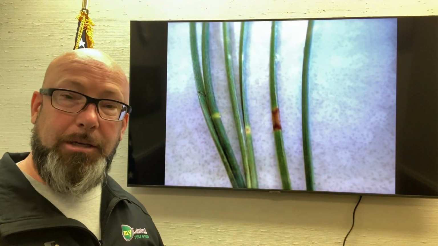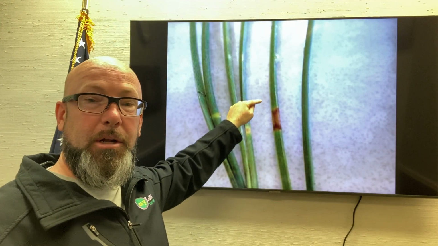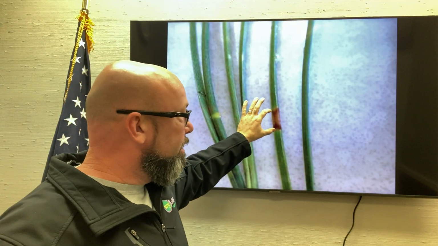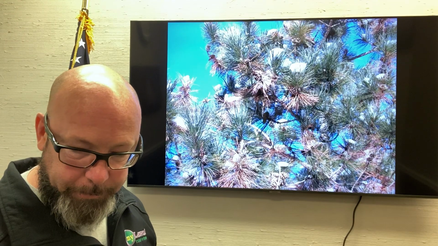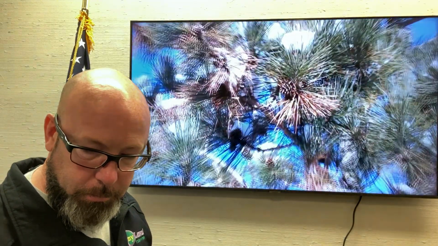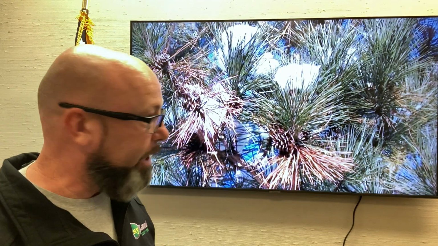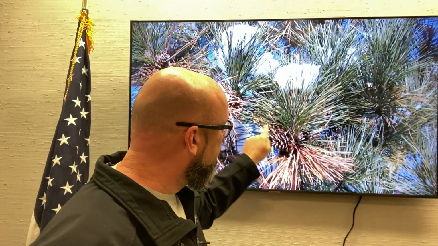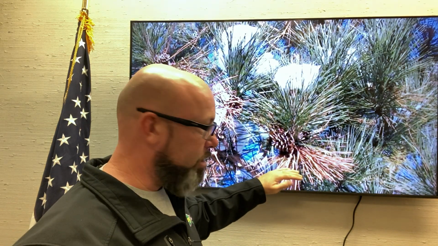So here's another good picture of the banding. This is how it looked before it ended up killing the rest of the needle. If you see this little red banding, that's Dothistroma. Here's another good picture of a tree that had Dothistroma. Again, you can see the cluster right here, nice and green. Then right below it, you have some dead needles that have been infected by Dothistroma.